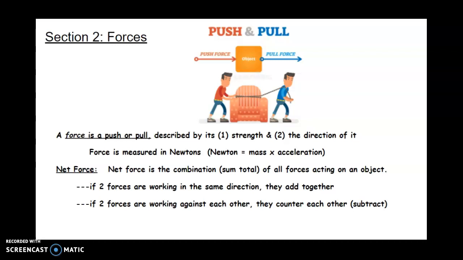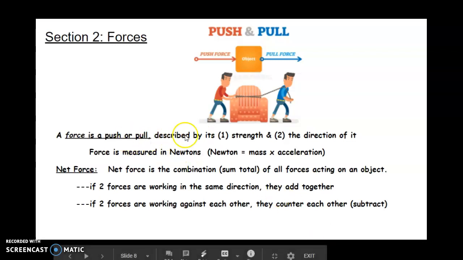Okay, everybody, this next video will be much shorter. We're talking about forces. And in this chapter, we will focus on the forces that we can see and interact with. So pushing and pulling forces.